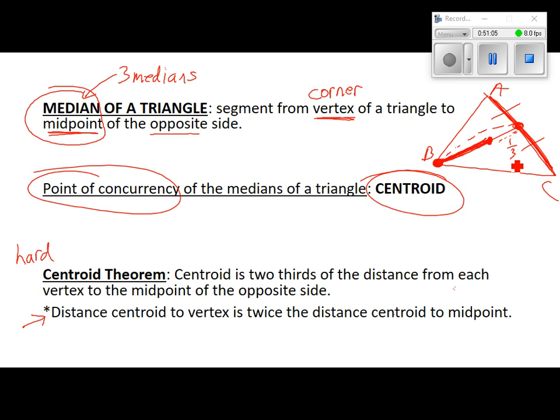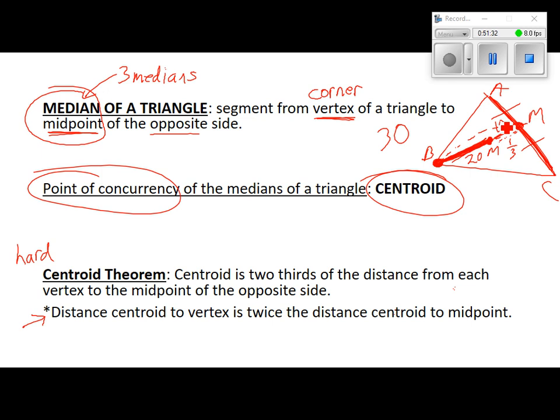But if I told you that this whole distance was, let's say, 30. If that whole distance is 30 from B to the midpoint here, how long is this segment from B to M going to be? 20. How long is this part down here going to be? 10. It's that simple. Don't make it harder than it is. 2/3 and 1/3. All right?